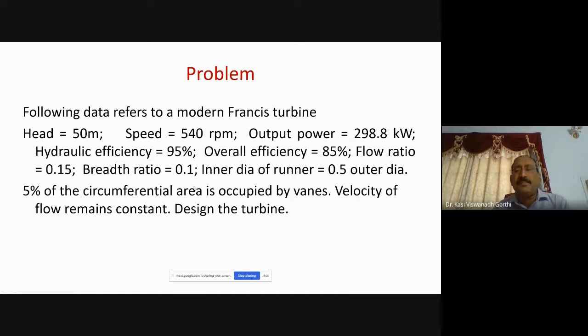We work out a small problem. Just I will be explaining this problem. You need to continue by going through this.